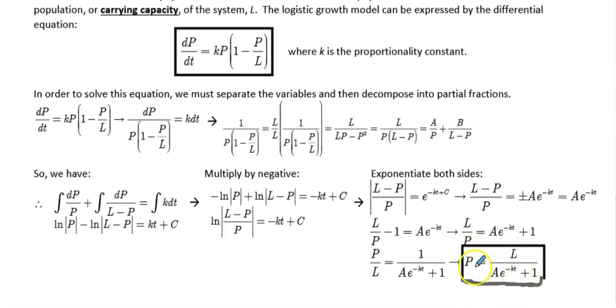We want to use the equation that population is always going to be equal to our carrying capacity, which is the maximum amount that we can have, all over some constant A that we're going to figure out, times e to the negative kt, and then we're going to do plus 1.